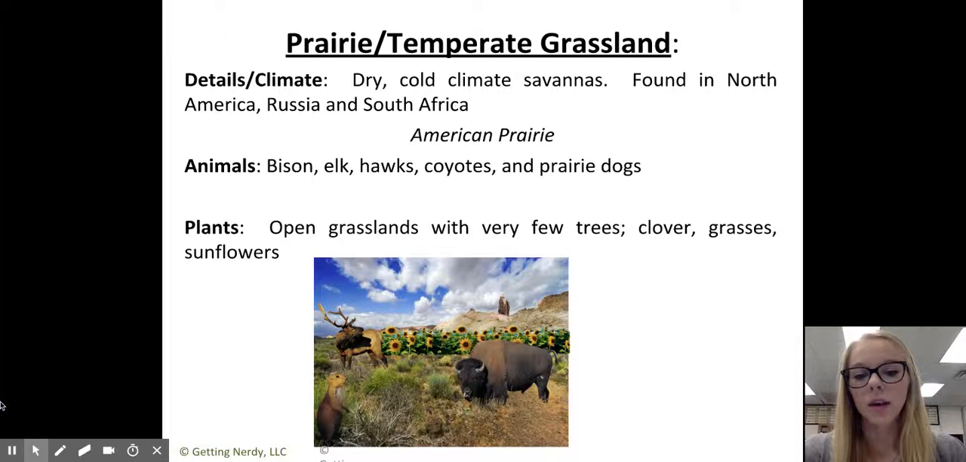A temperate grassland has a drier climate and therefore does not get enough rainfall to sustain trees. So here you will mostly find grasses and clover. Many of the animals are grazers like bison and elk, but you will also find predators like coyotes.